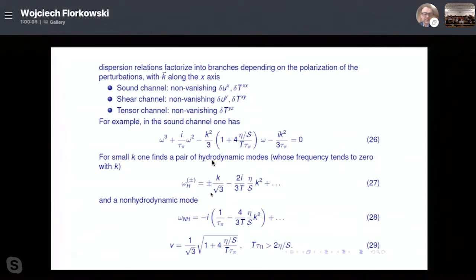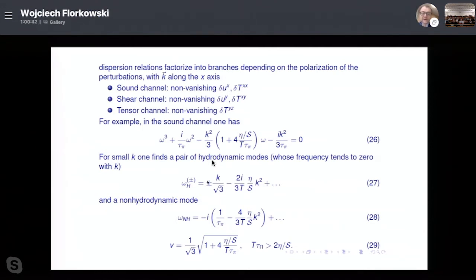And then we have the non-hydrodynamic mode. So we have another solution of this equation, where omega is a constant, which is imaginary, plus a correction which depends on k. So when k goes to zero for the non-hydrodynamic mode, omega doesn't go to zero. So after a while, which is longer than the relaxation time, this mode will disappear.